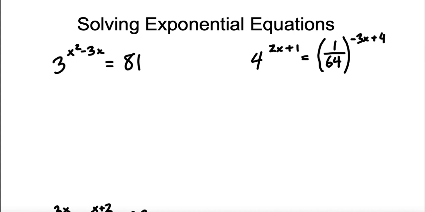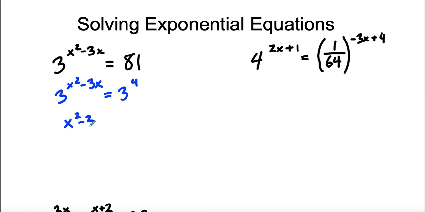Some exponential equations. The key to solving any exponential equation is getting the base to be the same. So the first thing I'm going to do is, I've got this base of 3, and that one's fine, but I look at this and it has to be a base of 3. So 3 to the 4th power is equal to 81, and that's how I know. Now I have the same base. Now I can just set the exponents equal to each other.